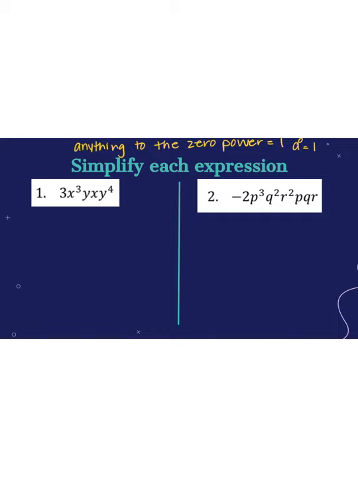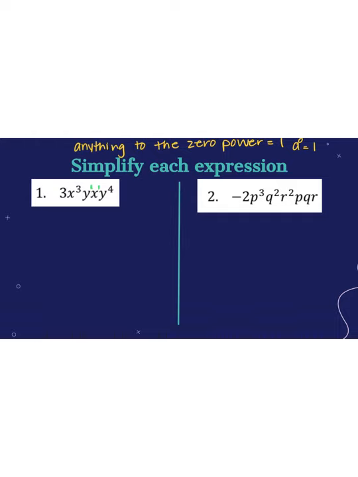We have 3x to the third, y, times x, and y to the fourth. Okay, so what we know is when we're multiplying, we have to add the exponents, but we can only add exponents of a like base. So x's can only go with x's and y's can only go with y's. If there's no number with your x or your y, there's actually a little tiny 1 up there. So I'm going to say y to the 1, x to the 1, and then y to the fourth.